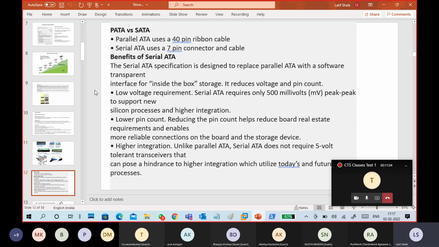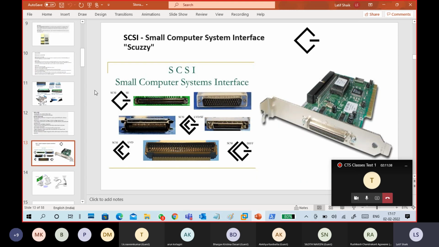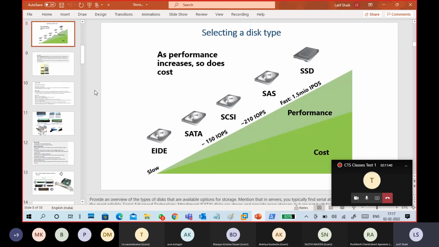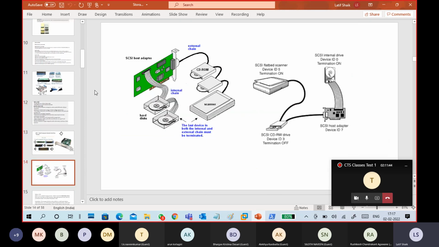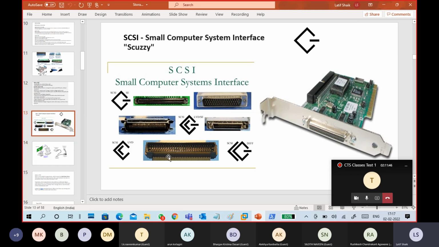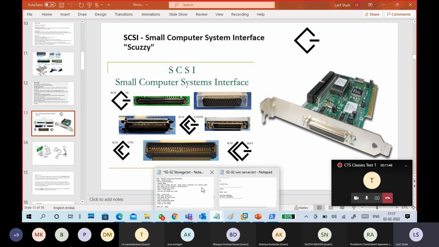These are the other differences. Better to read it at least once; if you read it, you will understand what it is. So we'll go back to the picture. There is SCSI, small computer system interface.